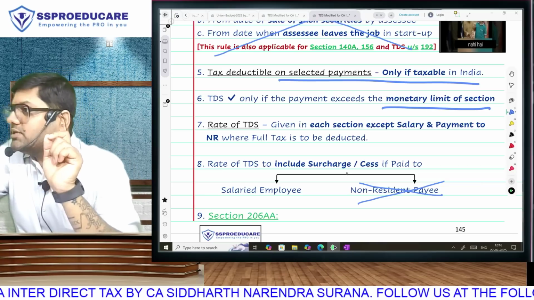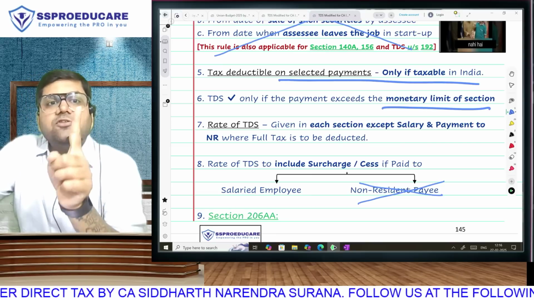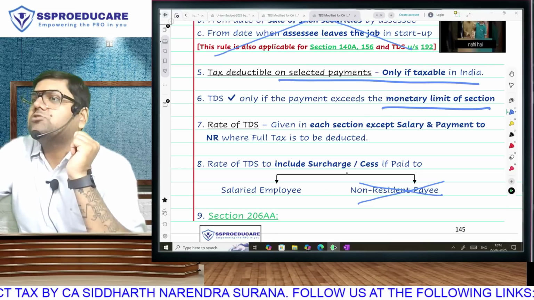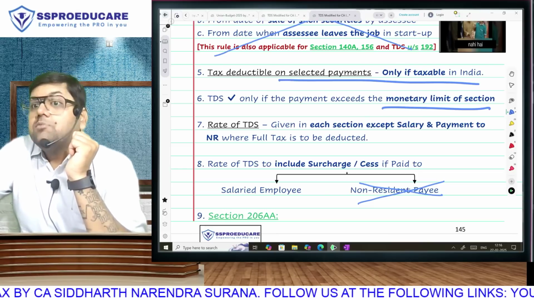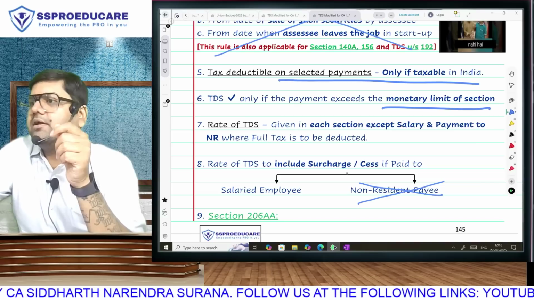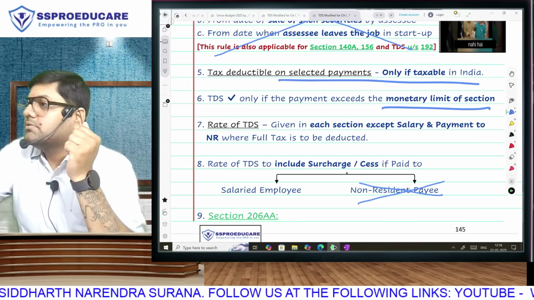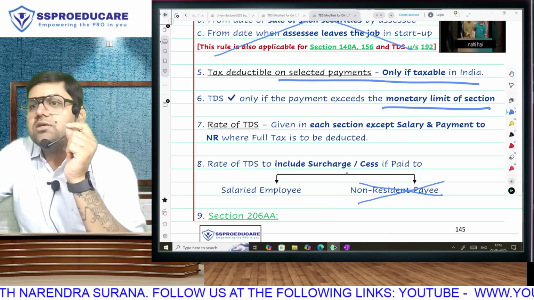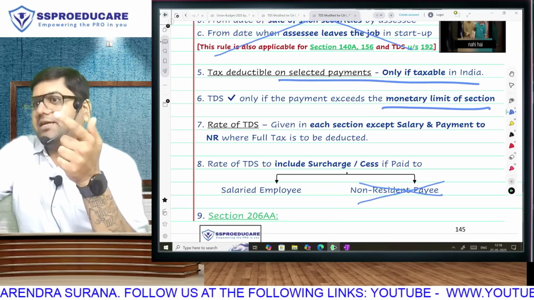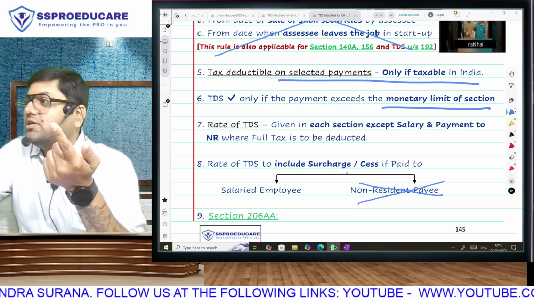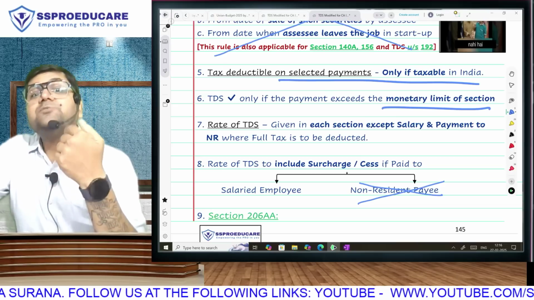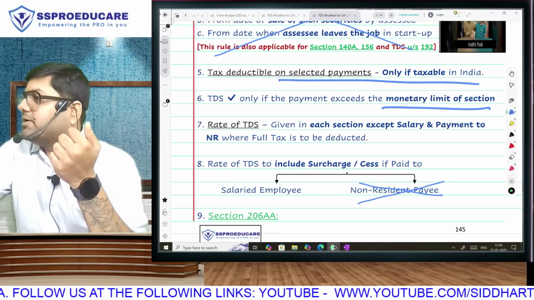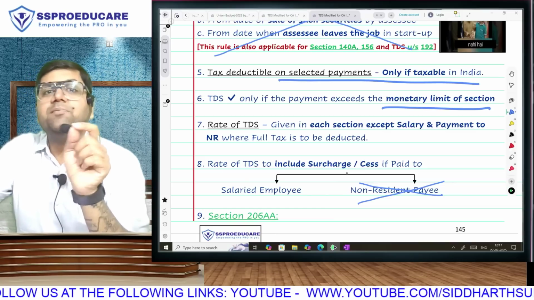30,000 is not the same in all the sections. For example, in case of professional fees, it is 30,000. But in case of rent, it is 2,40,000 per annum. But if a salaried employee is paying rent, it is 50,000 per month. In case of interest, normally there is a 5,000 limit. If it is bank interest, because the bank has regular interest payments, the limit is 40,000. If the bank is paying a senior citizen, the limit is 50,000. If it is a commission payment, TDS will come only if the annual payment crosses 15,000.